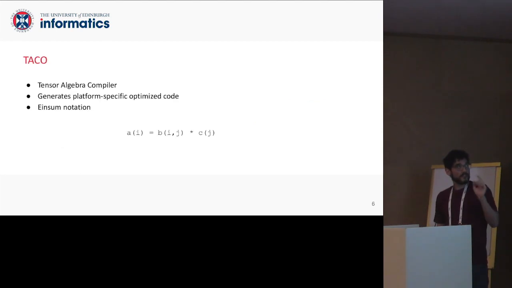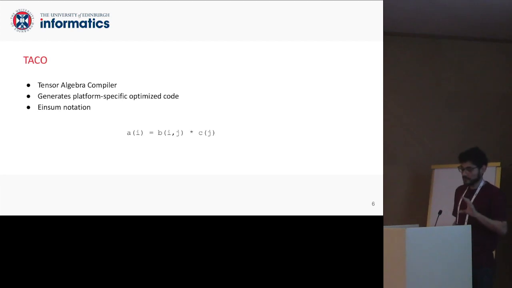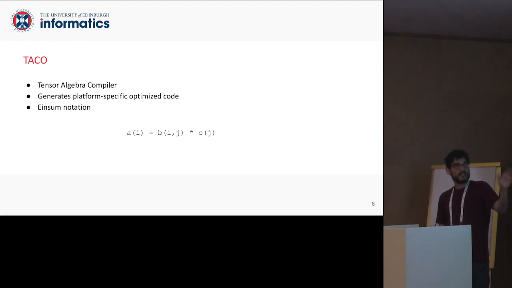One example of such a language is TACO, the Tensor Algebra Compiler, which is both a high-level programming language and a compiler that generates platform-specific code. The core of TACO is the index notation language, so programs in TACO are expressed using Einstein summation notation. This is one example of a program that multiplies a matrix by a vector. We can express it like that in TACO.